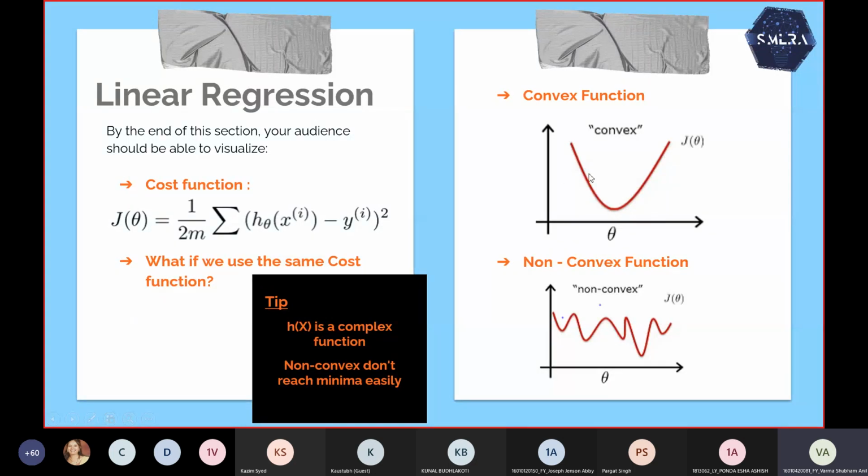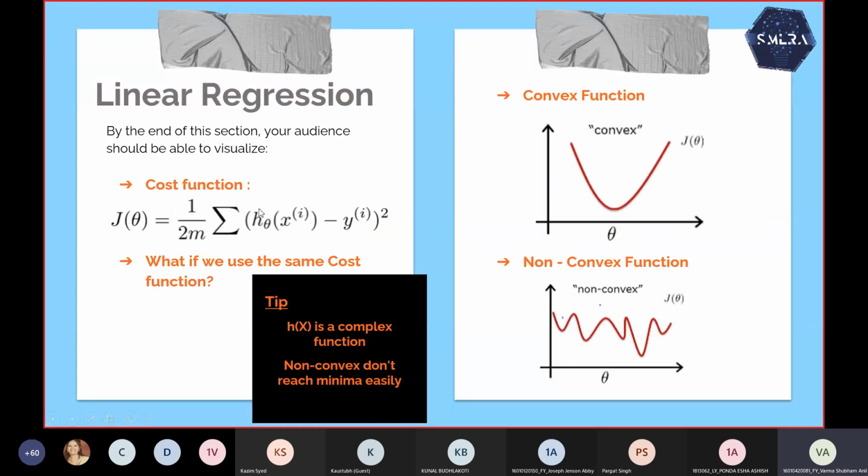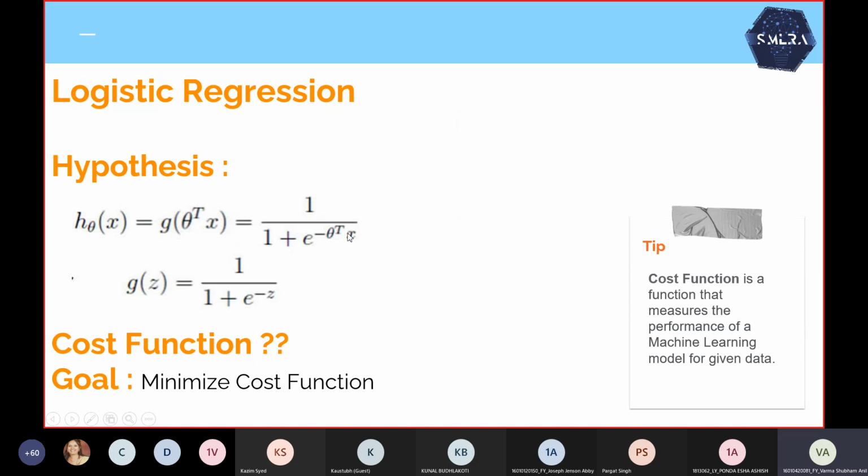As you may remember, Jenson gave the example of a convex type of relation. But if I plug the same sigmoidal function value into this cost function, I will get something non-convex, because this contains terms like e to the power something.